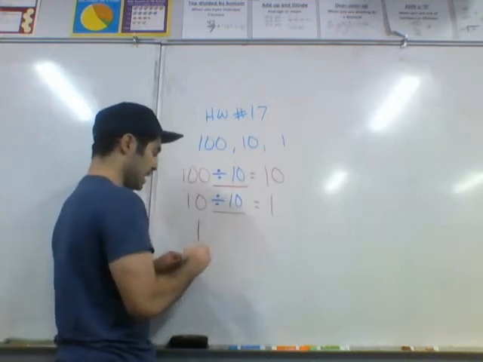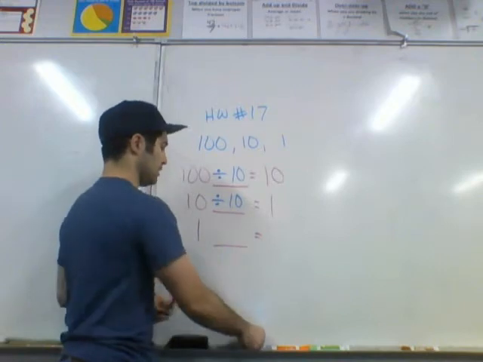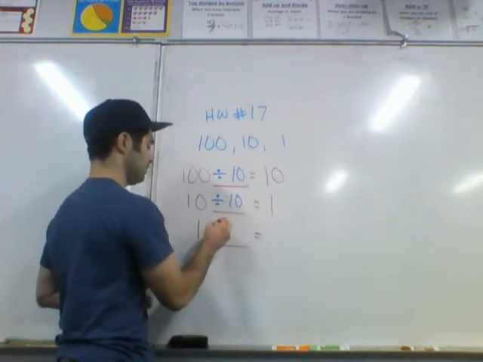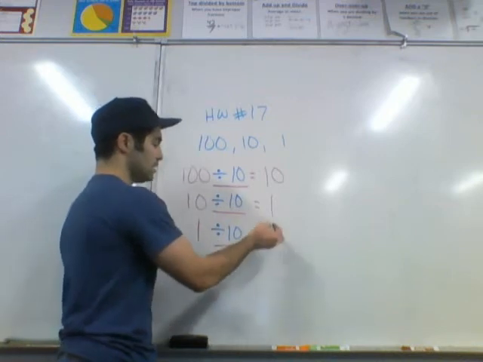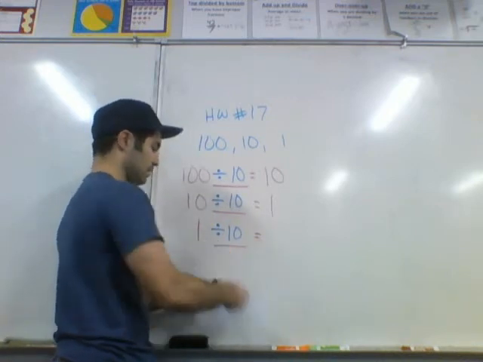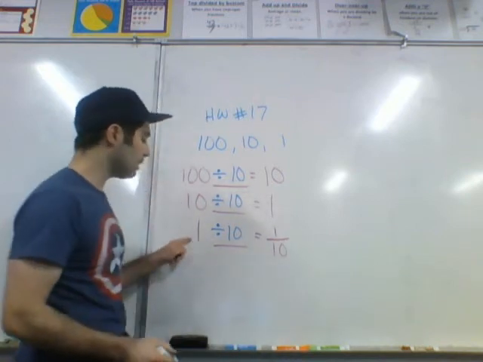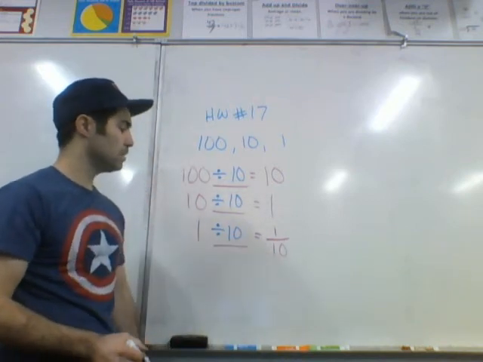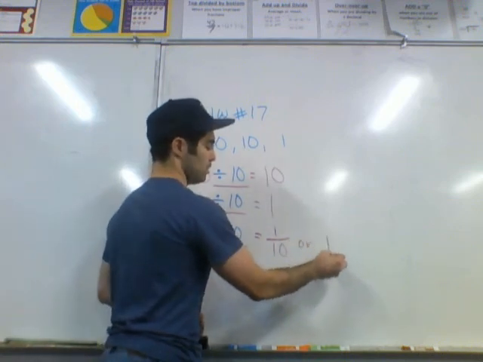So in order to get the next thing in our pattern, we're going to start with 1. We're going to use our pattern, which is divide by 10. So if you take 1 divided by 10, that is simply 1 divided by 10. Remember, top divided by bottom. Boom. There you go. 1/10.